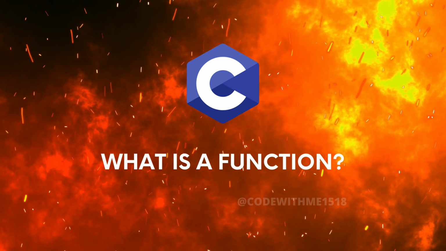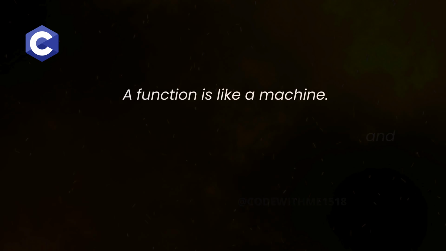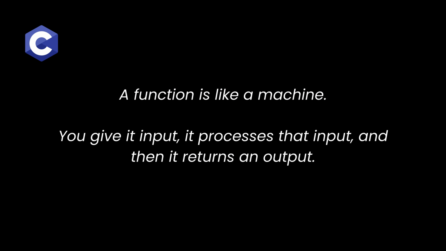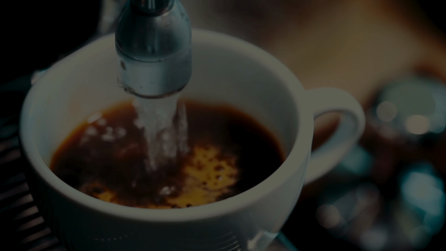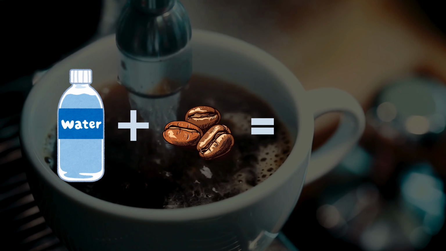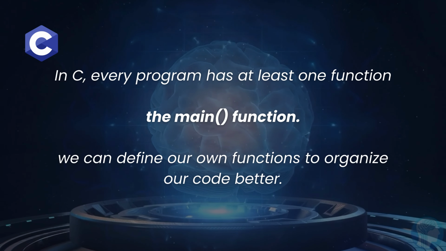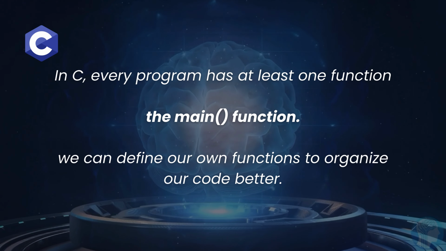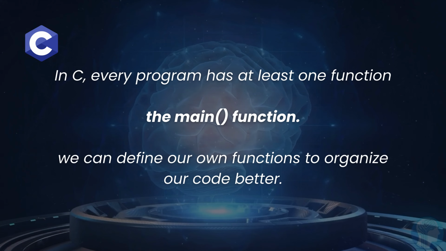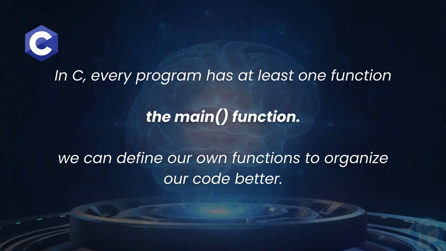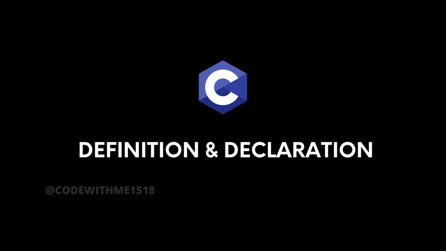First, what is a function? A function is like a machine. You give it input. It processes that input, and then it returns an output. For example, a coffee machine takes water and coffee beans as input and gives you a hot cup of coffee. In C, every program has at least one function, the main function, but we can define our own functions to organize our code better.